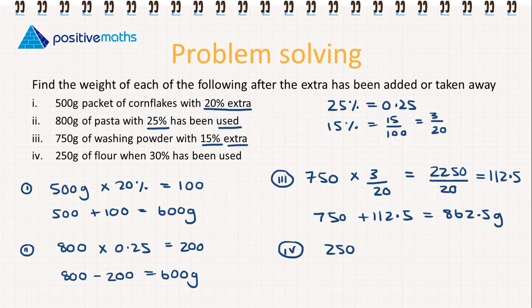And the last part, we have 250 grams of flour. 30% has been used. So we're going to find our 30% first. So that'll give us 75. So if it has been used, we're taking it away.